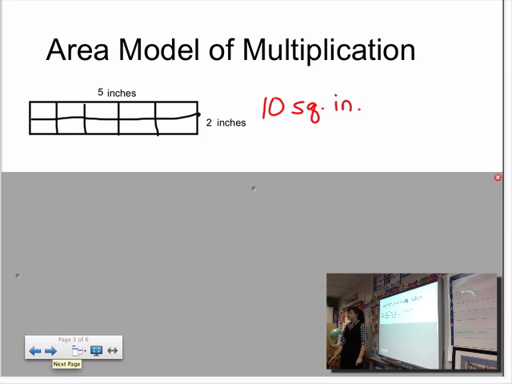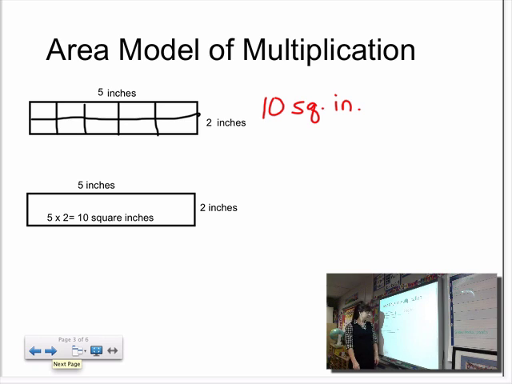But some of us might think of finding the area in another way. Instead of counting squares, we might notice that we have the 2 squares 5 times. Here's 2, 2, 2, 2, 2. We have 2 squares 5 times. So we might represent that same idea by the multiplication sentence 5 times 2 equals 10 square inches. These are both ways to find the area of this rectangle.